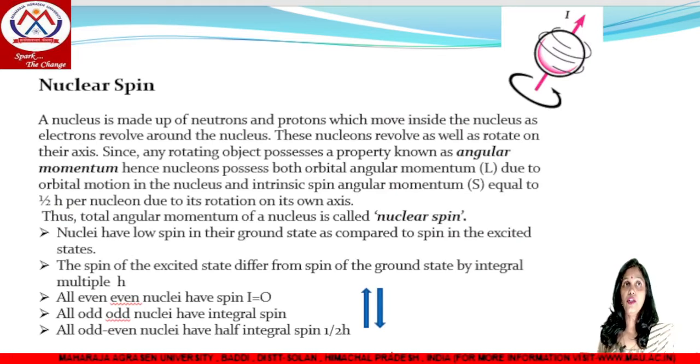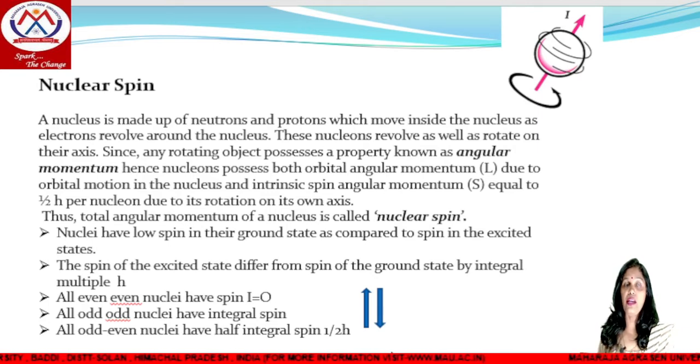Nucleus spin. A nucleus is made up of protons and neutrons which move inside the nucleus as electrons revolve around the nucleus. These nucleons revolve as well as rotate on their axis. Since any rotating object possesses a property known as angular momentum, nucleons possess both orbital angular momentum L due to orbital motion in the nucleus and intrinsic spin angular momentum S equal to 1/2 h per nucleon due to its rotation on its own axis. This total angular momentum of a nucleus is called nucleus spin.